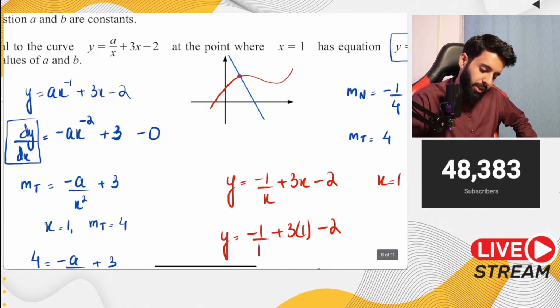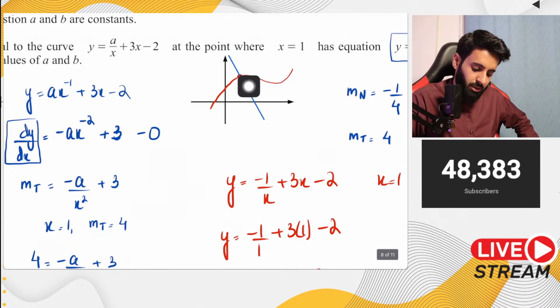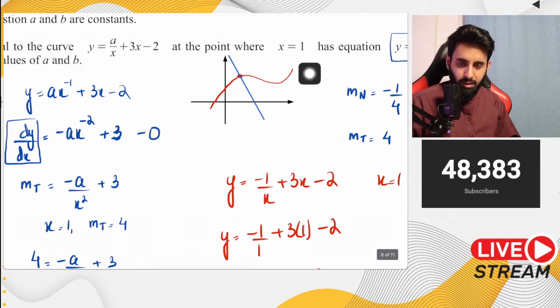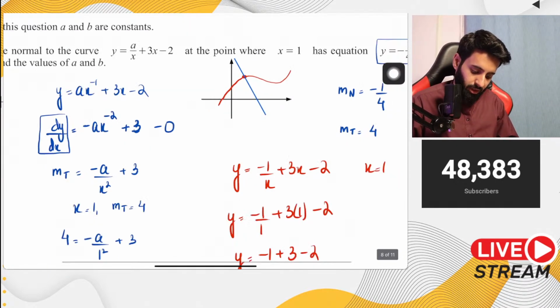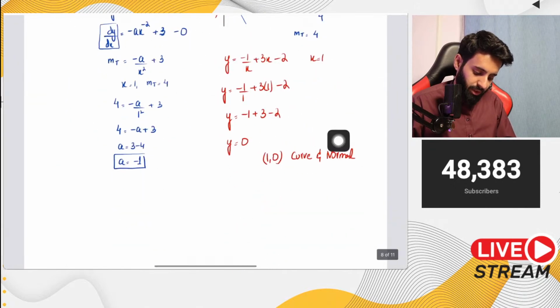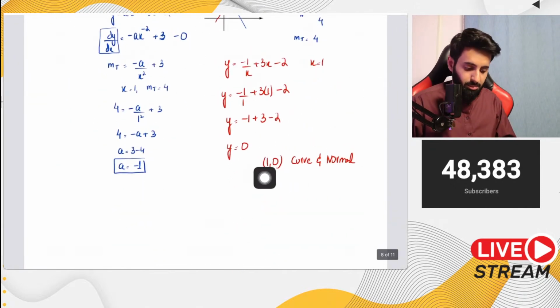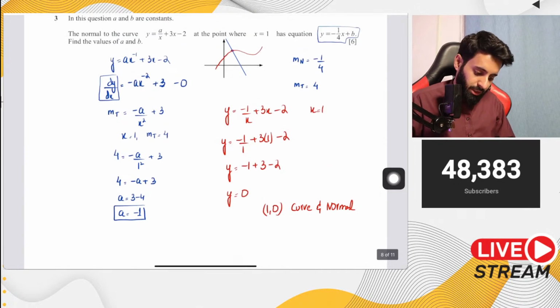Okay, so जो point होता है जहाँ पे हम tangent की equation निकालते हैं वो curve और या normal tangent दोनों पे lie कर रहा होता है. Okay, so that means this point over here 1 comma 0 not only lies on the curve but also lies on the normal line. So that's what I'm going to do now.